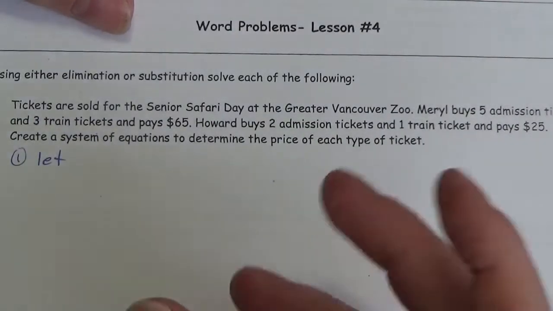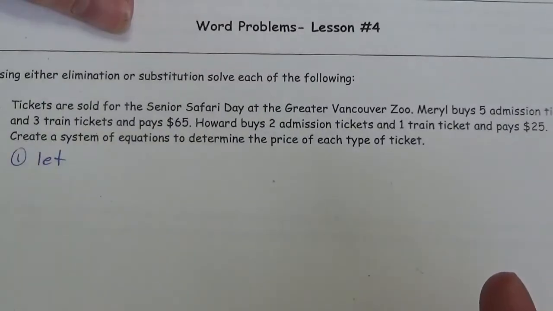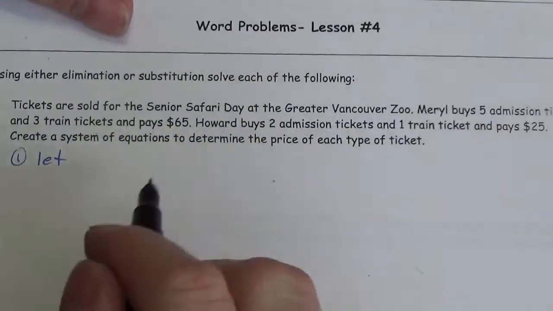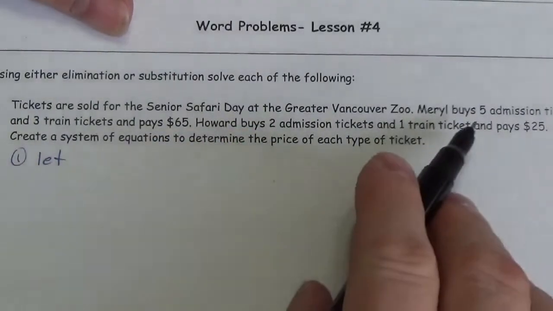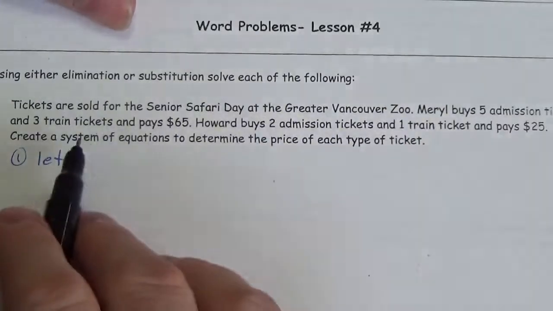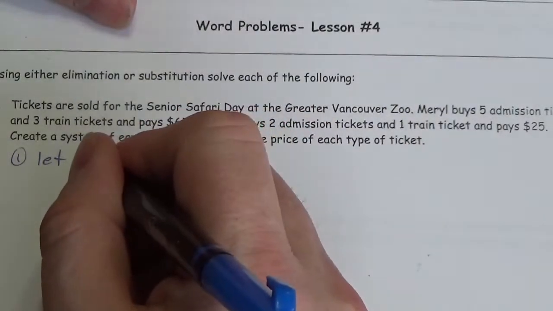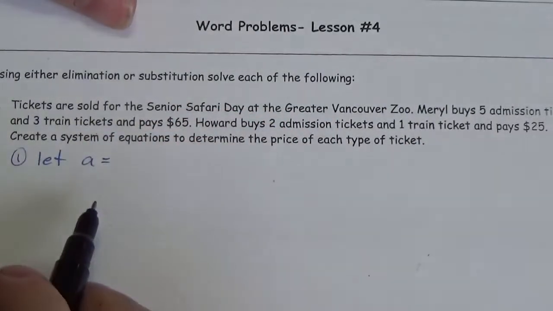Now, we're not actually being told to solve the system, but I'm going to do it anyway. Okay, I just can't help myself. So we want to determine the price of each type of ticket. So maybe what we do here is let's take a look at the 2 types of tickets. We've got admission tickets and train tickets. So I'm going to let A equal.